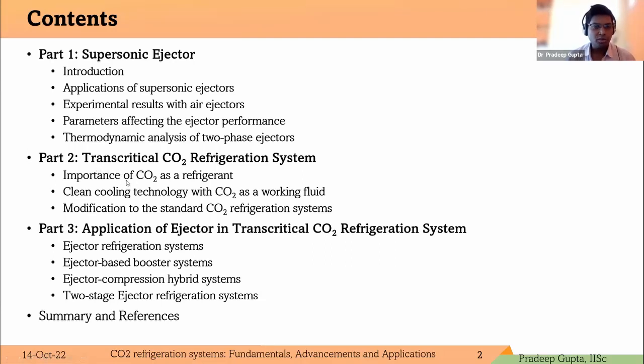Part 2 is almost covered in various aspects by the different speakers: the importance of CO2 as a refrigerant, clean cooling with CO2 as a working fluid, and modifications to a standard system. So I'll just rush through these slides. In part 3, I'll explain the different systems where we can use ejectors: the ejector-based booster system, the hybrid system, and the two-stage ejector refrigeration system. Then I'll conclude my talk with the summary and references.